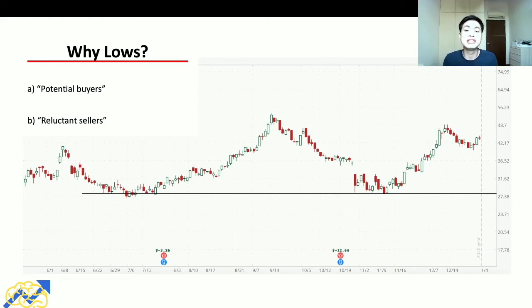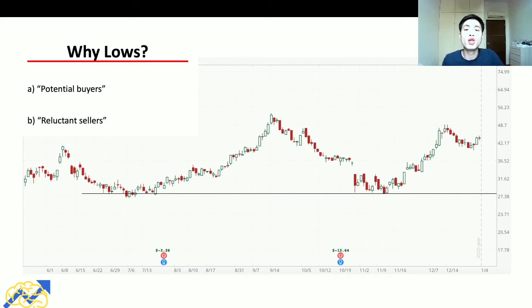And that is the first reason why the previous low tends to become a new support level. The second reason is because of reluctant sellers. After seeing prices manage to rally for quite a bit over here, when prices decline back to this level, sellers are reluctant to sell because just recently prices managed to reach quite a high level. And now that prices have declined, these sellers are reluctant to sell at this price level, which is much lower than what prices managed to achieve just recently.